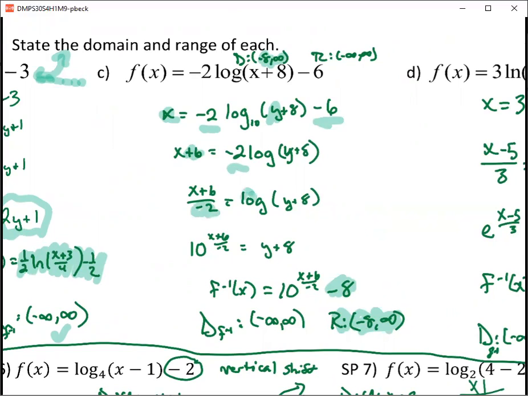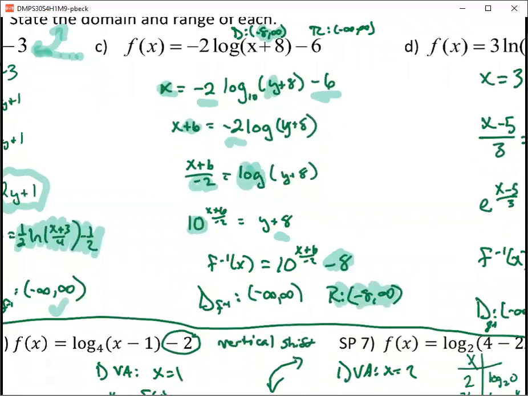Now, how do we undo the logarithm? With 10 to both sides. So 10 to both sides. And then what's left? We have to undo the +8 by subtracting it.